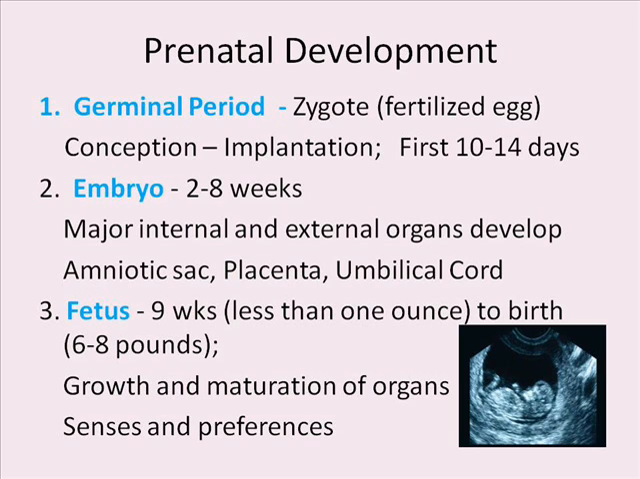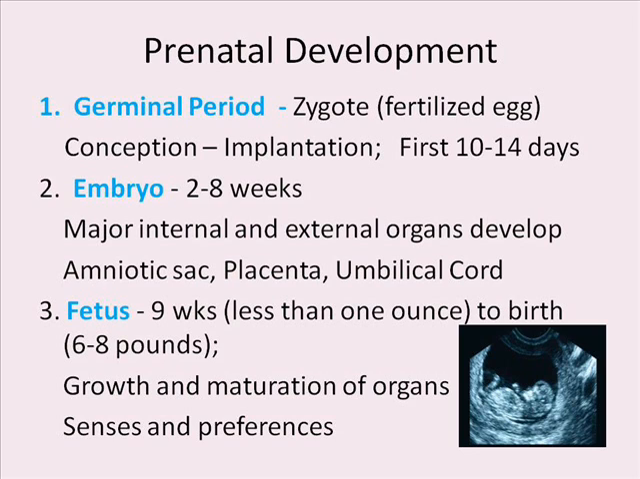At the end of those 14 days, the organism is referred to as an embryo. The embryonic stage lasts from 2 to 8 weeks, and during this period of time, the major internal and external organs develop. For example, the heart, the lungs, the arms, the legs are all developing during this period of time, even though most of them are not functional during this period.